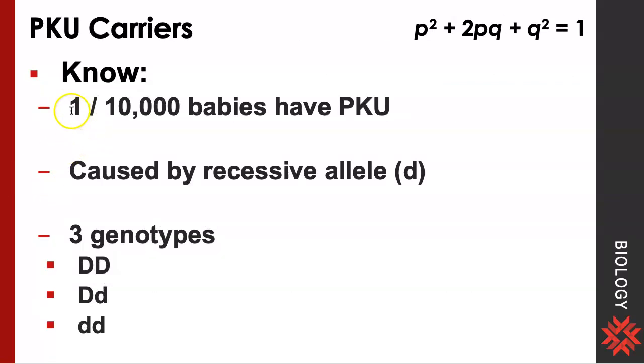So we know that 1 out of every 10,000 babies born have PKU, so they have the disease. We know that this disease is caused by the recessive allele, so it's carried by the lowercase letter. Now I chose the letter D here just for disease, so the uppercase D would be for the healthy allele and the lowercase d would be for the diseased allele. You can choose any letter that you want, but just remember the uppercase is the dominant and the lowercase is the recessive. So since it's carried on the recessive allele here, we know that it's carried by that little d.